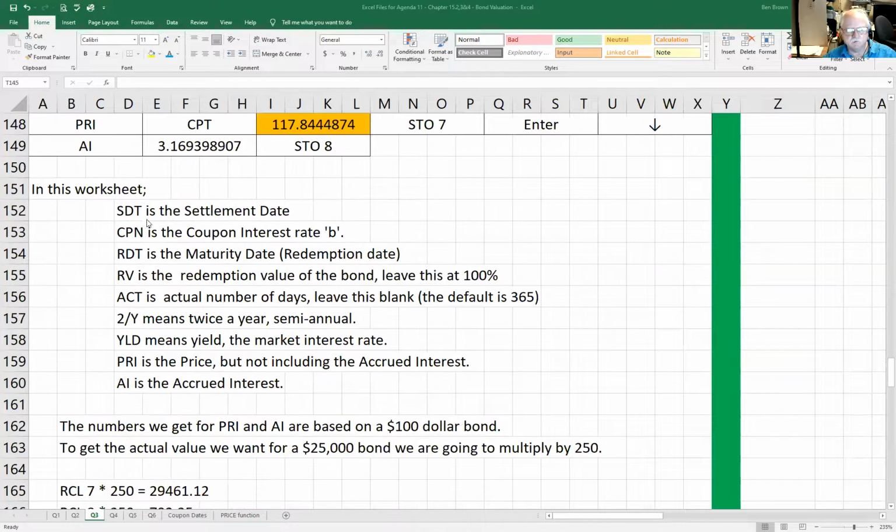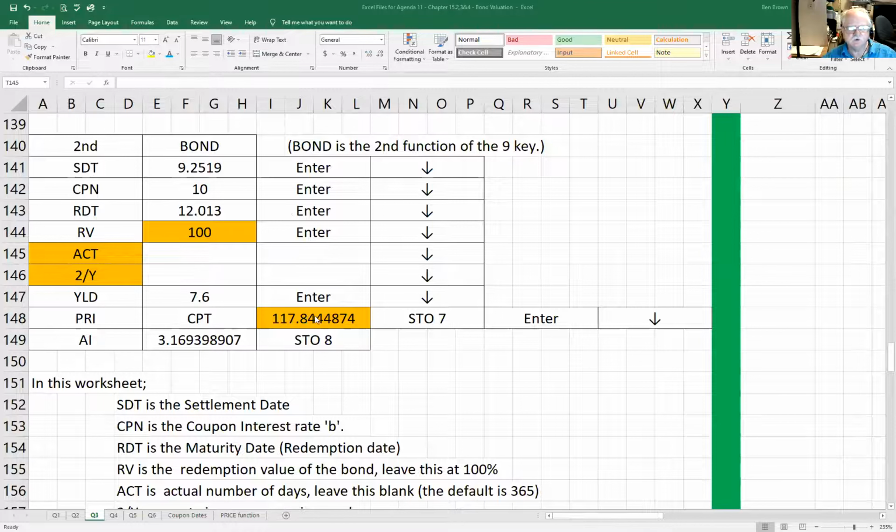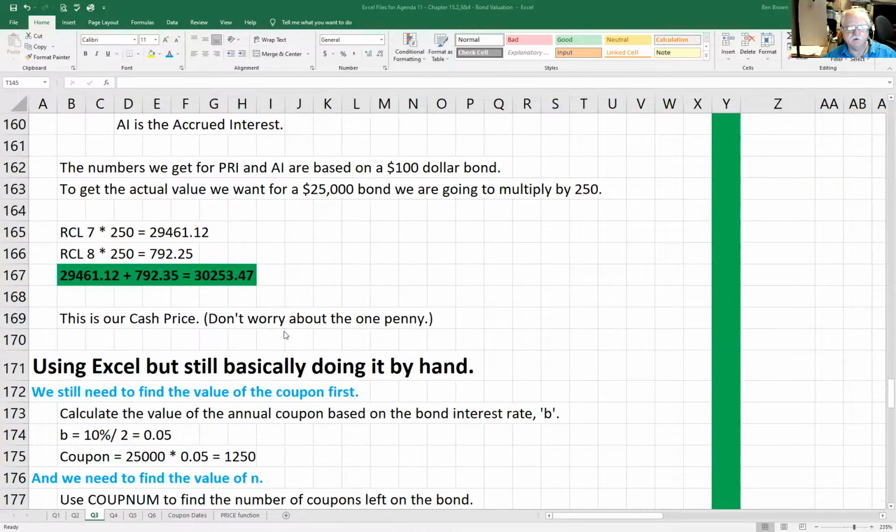And you just have to remember what all these things mean and follow this procedure. And it gives you both calculations show up here, and then you have to combine them to get the cash price.